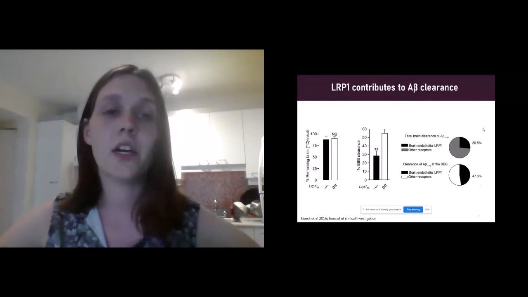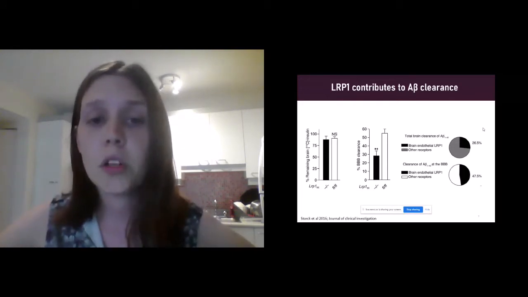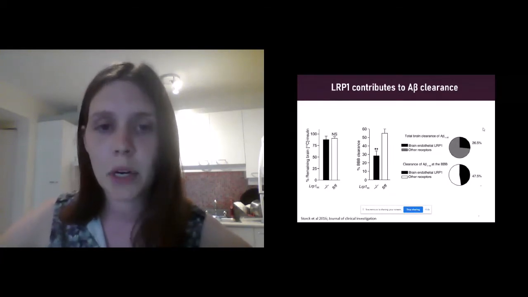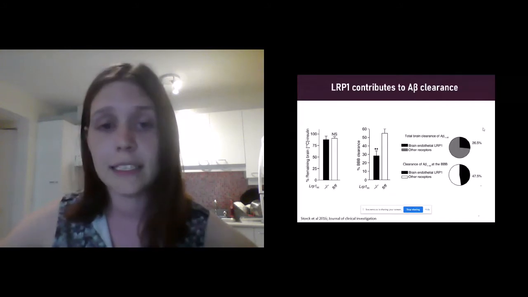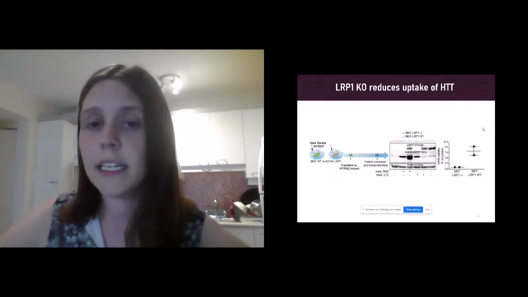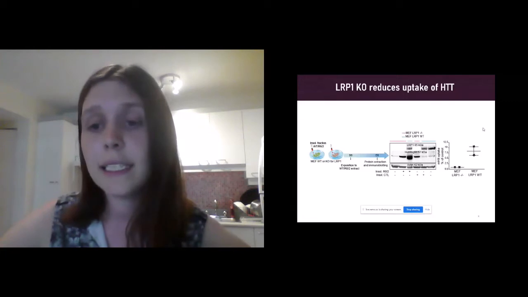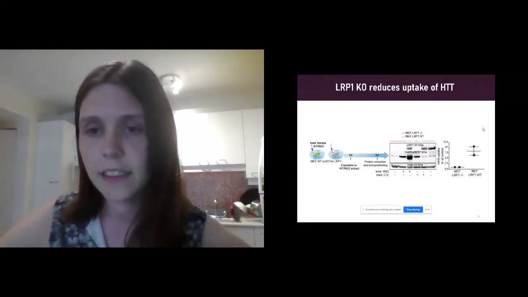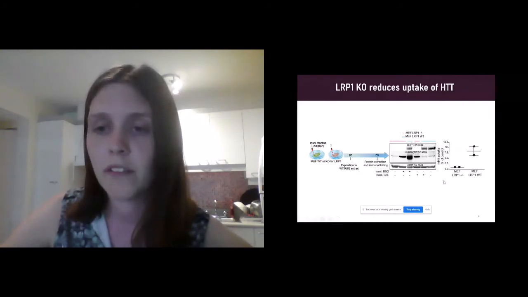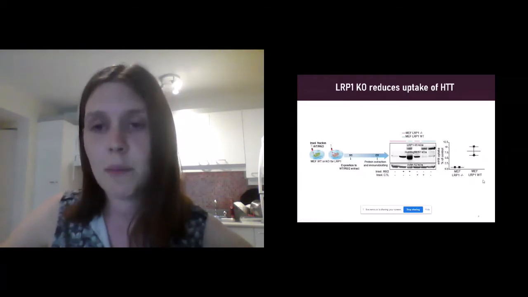And they saw that the clearance was greatly reduced in this context. There were multiple other transporters that could potentially be involved, because this didn't completely abrogate it, but it did suggest that LRP1 is involved in this. Now, in the context of Huntington's disease, preliminary data that we've generated with help from our collaborators suggests that LRP1 is in fact a transporter of huntingtin, as can be seen here when we compared between LRP1 knockout mouse embryonic fibroblasts and mouse embryonic fibroblasts that contained wild-type LRP1.